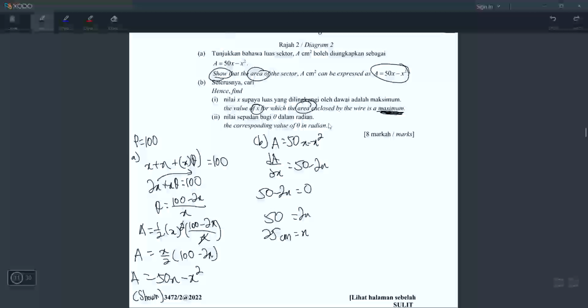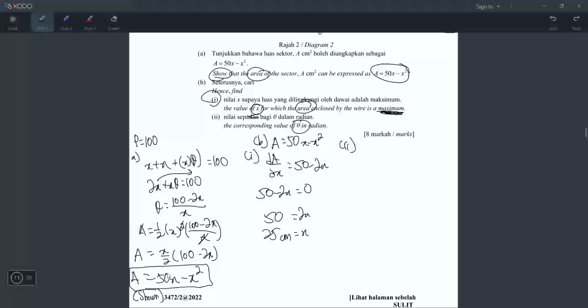So now what about the second question? In the second question, they ask for the corresponding value of theta in radians. For the first question, they want to find the value of x, that's why you stop there, right? What if they want the value of a? Then you take the x and substitute it into this equation. If they want the value of a, then you substitute into this one. You substitute the x here, then you get the value of a.